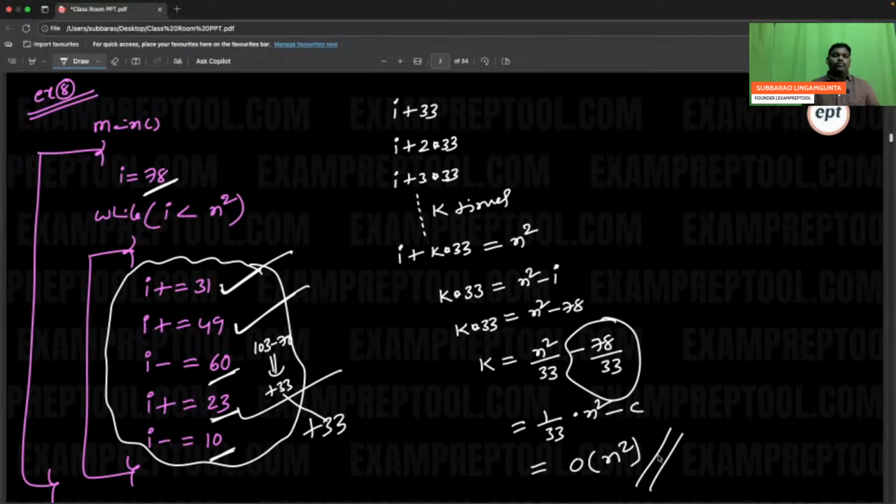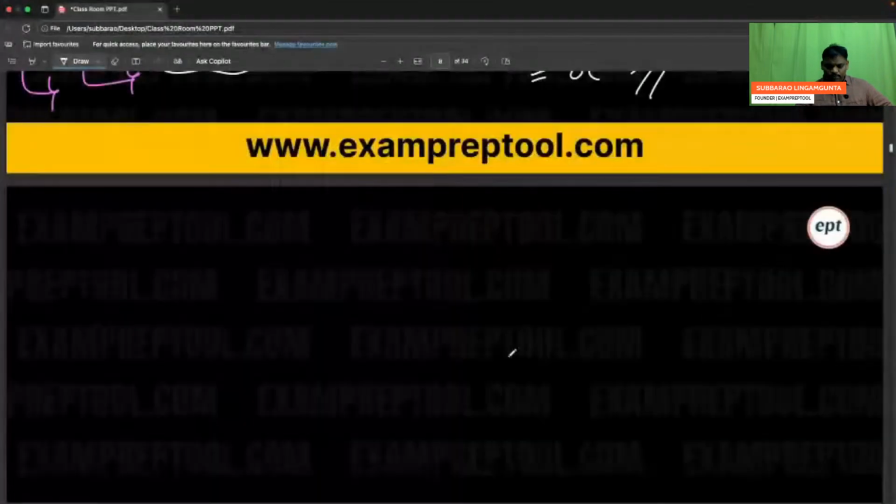It's a very nice problem. Please take care: inside the loop, addition may be there, subtraction may be there. Overall, is it incrementing or decrementing? Please check and verify. Overall plus 33, every time 33 will increase. So the time complexity of this program is big O of n square. You can write big O, omega, theta, whatever you want.